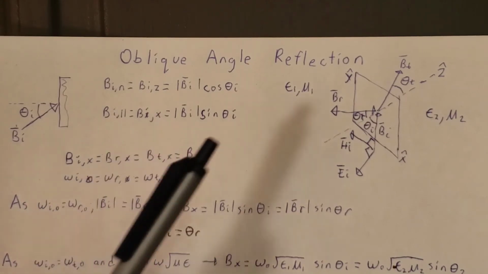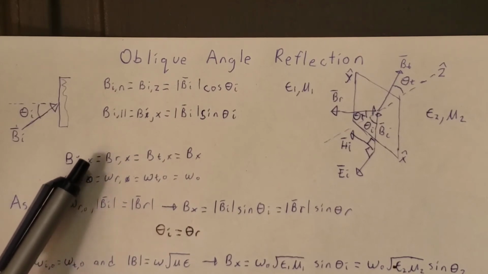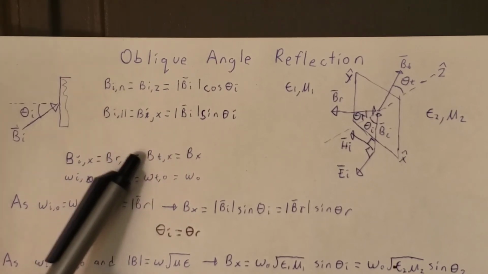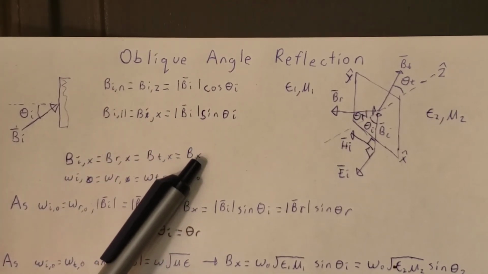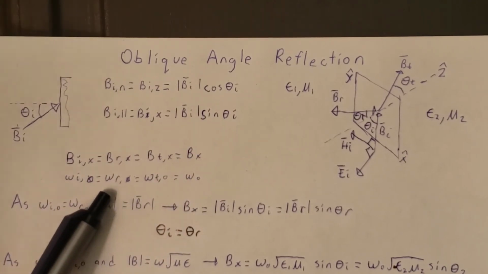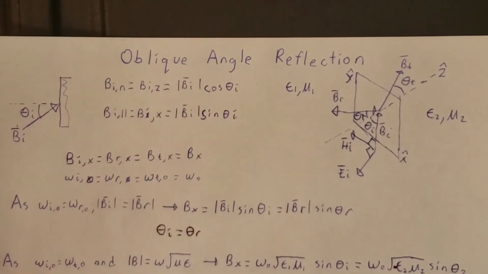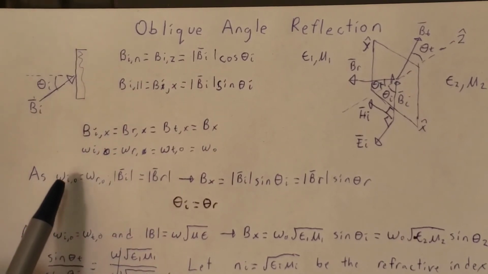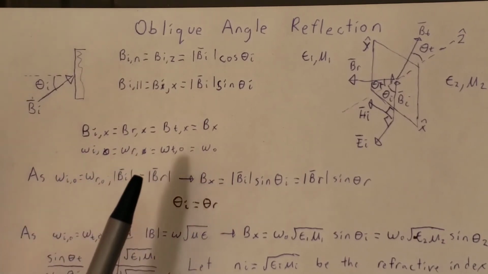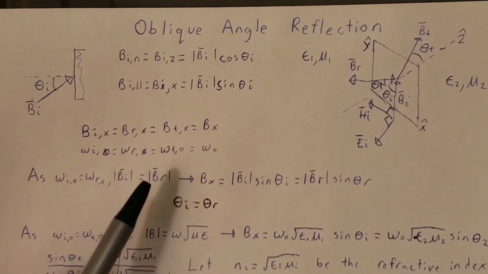However, the parallel component will still be equal between these. So for the incident, reflected, and transmitted waves, bx is all going to be the same, which we'll just call bx. In addition, we have the incident, reflected, and transmitted frequencies all being the same, and we will call that omega naught. So as the frequency of the incident component is going to equal the frequency of the reflected wave, this means that the incident wave number is also going to be equivalent to the reflected wave number.